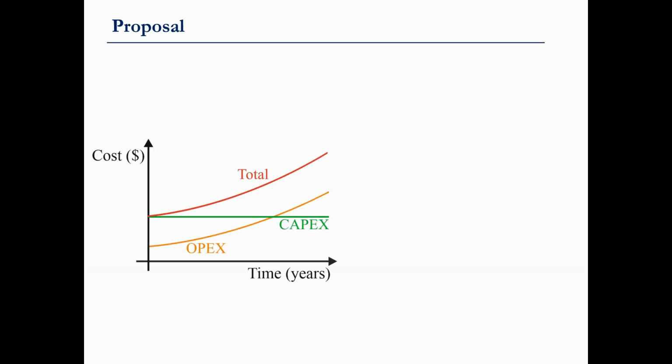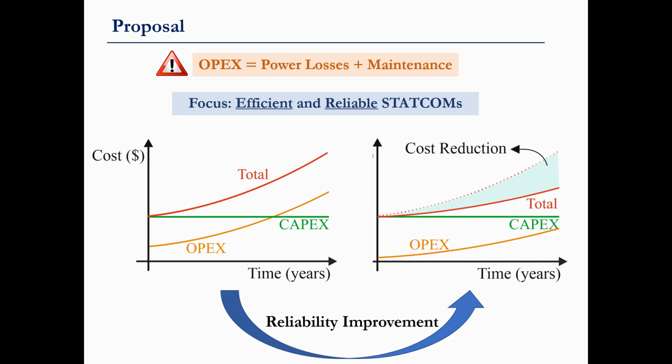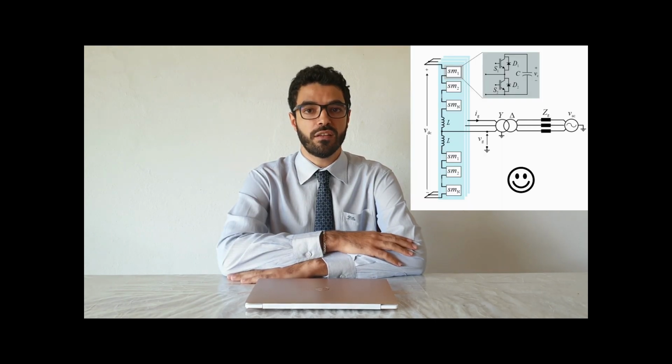The STATCOM costs are divided into capital and operational expenditures, CAPEX and OPEX. OPEX is affected by the converter losses and the maintenance. Therefore, the focus of my thesis is to propose reliable and efficient STATCOM systems to reduce the total cost. The Modular Multilevel Converter is selected because of its high efficiency and inherent fault tolerance.